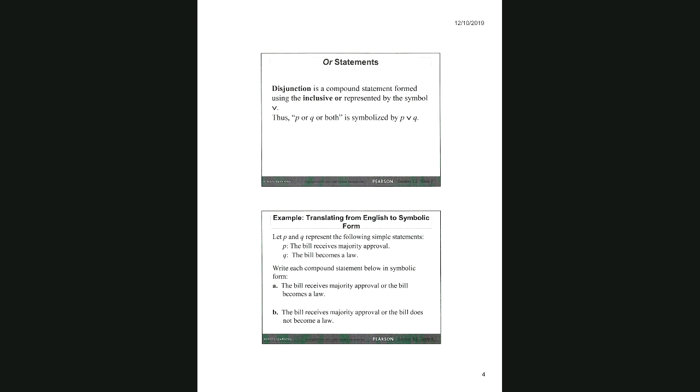Disjunction. Disjunction is a compound statement formed using the inclusive or, represented by the symbol V because it's or. So we're going down for or. So if it's not making the A, then you know it's the or.